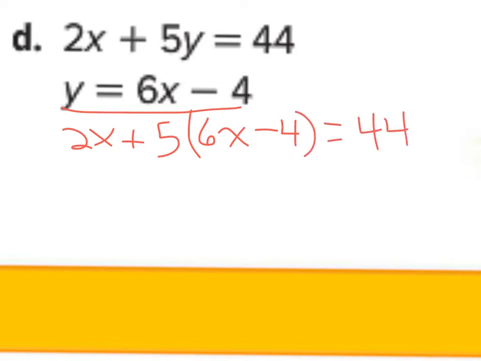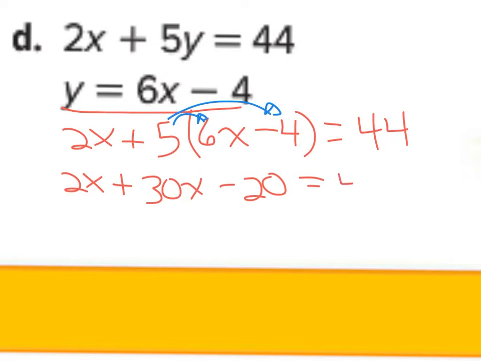And now I can go ahead and solve. I'll do distributive property here, 5 times 6x and 5 times negative 4. I'll begin by writing my next line, plus 5 times 6x equals 30x, and 5 times negative 4 equals negative 20, and all that equals 44.